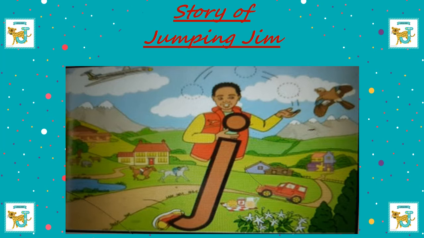Can you guess why he chose to live in a jigsaw house? Well, it's because jigsaw begins with his sound. Jumping Jim says J. Jim can jump as high as a jet plane in the sky. Sometimes he jumps so high that his head is hidden in the clouds. Can you see the picture here of Jumping Jim with his head in the clouds?